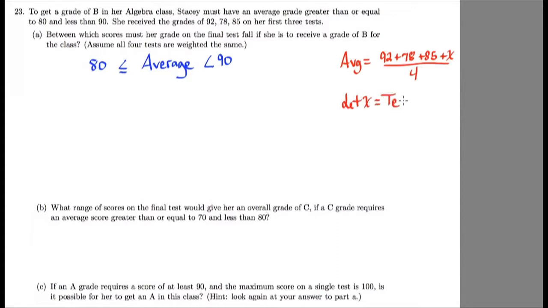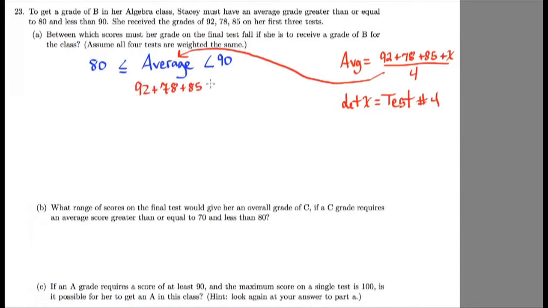Okay, the last one, number 23. To get a grade of B in her algebra class, Stacy must have an average greater than or equal to 80 and less than 90. So she received grades of 92, 78, and 85. What does she need to get on her last test, the fourth test, in order to get the average between these values?